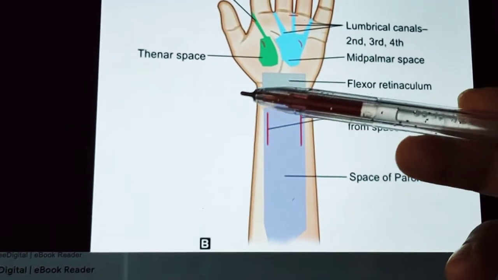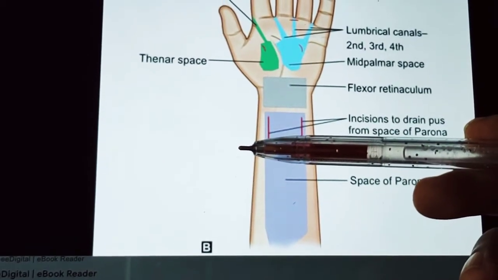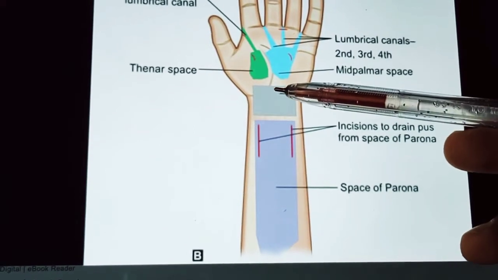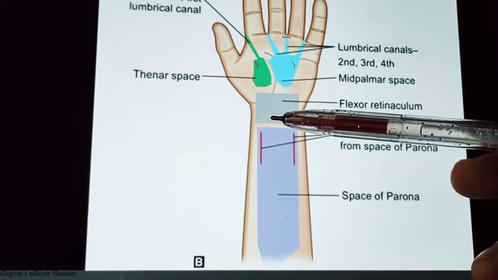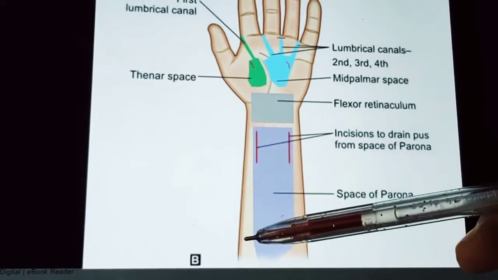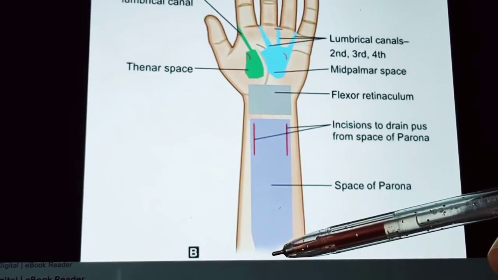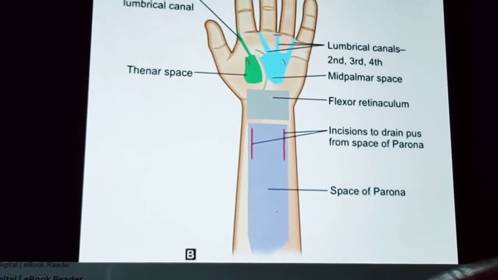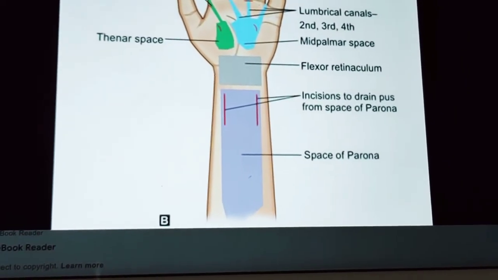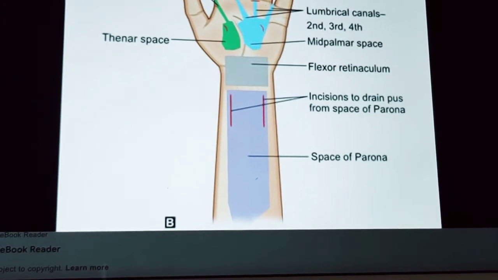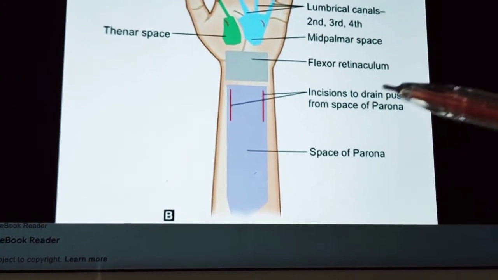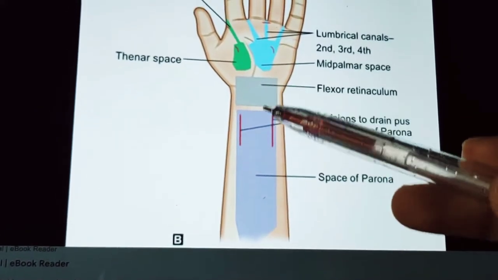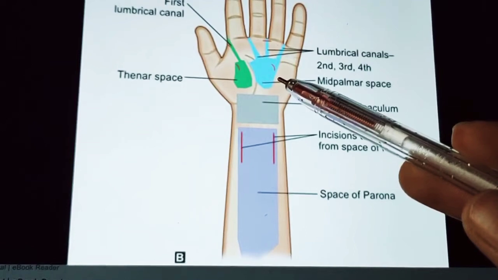Superiorly the space extends up to the oblique origin of flexor digitorum superficialis. So up to the flexor digitorum superficialis origin it extends, and that is this side. Inferiorly it extends up to the flexor retinaculum and communicates with the mid palmar space.